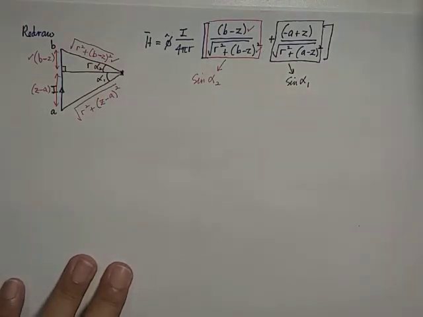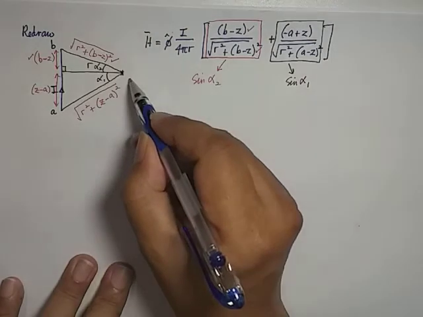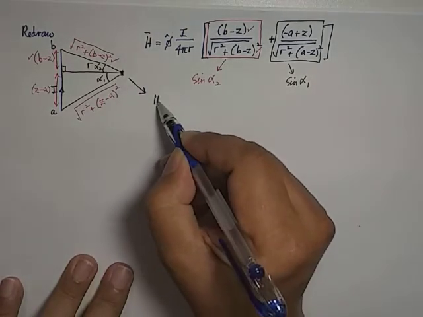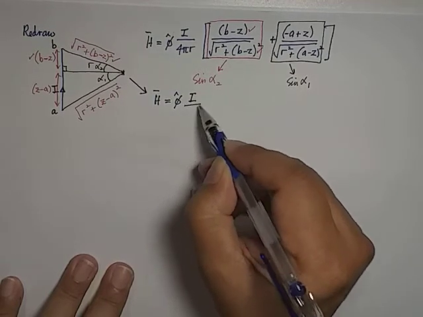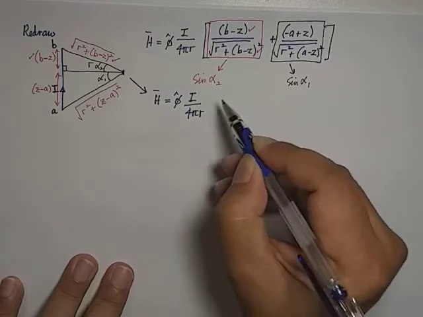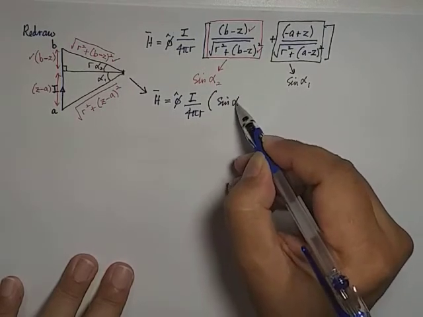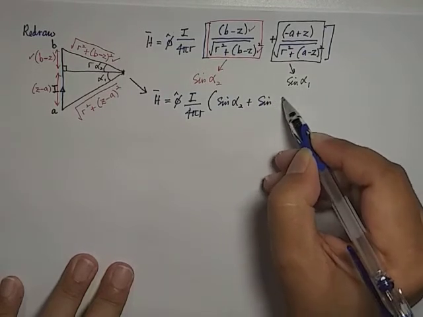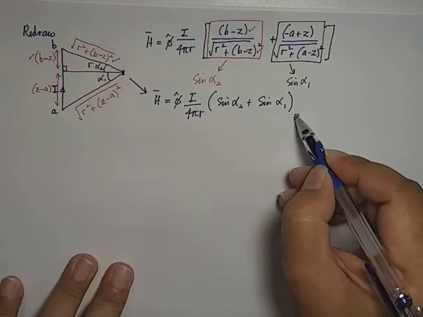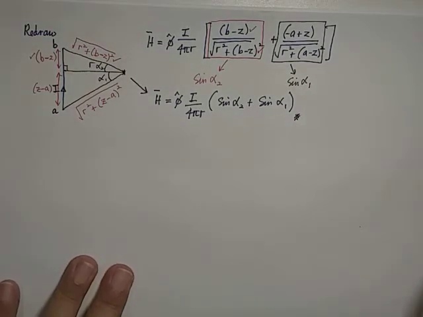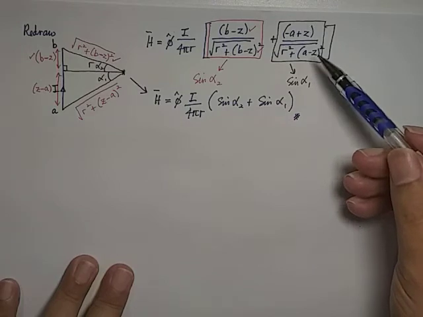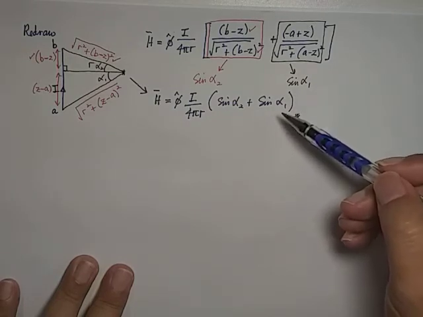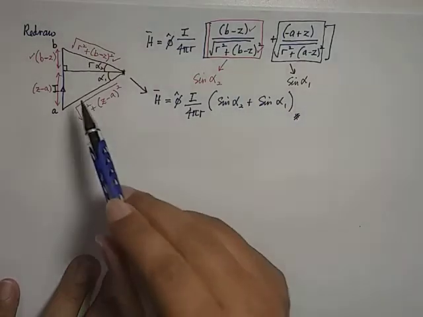Okay, so with the triangle, with the diagram, now our H must be given in terms of phi: I divided by 4 pi R, times (sine alpha 2 plus sine alpha 1). So that should be the second method that we can use to represent the magnetic field due to a finite line current. The first method uses this lengthy equation. The second method uses a slightly shorter version, but this equation must come together with this diagram.